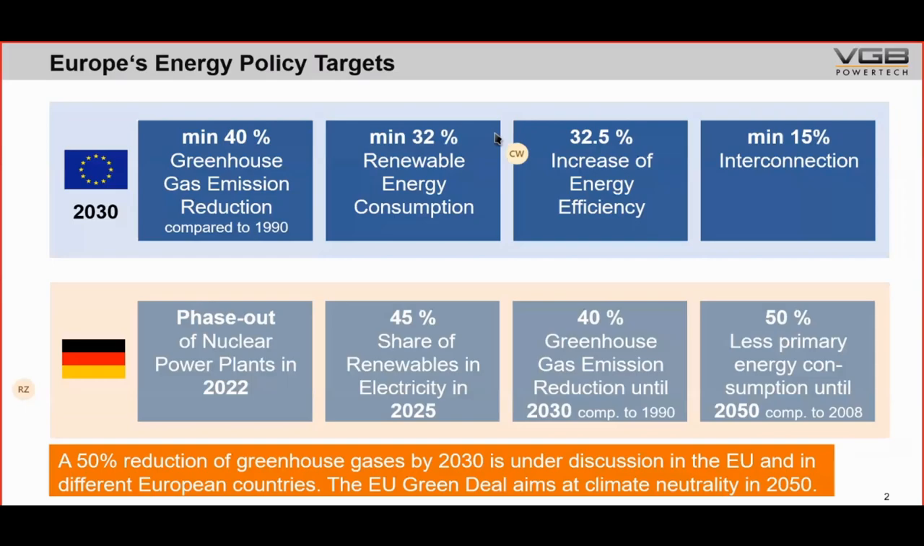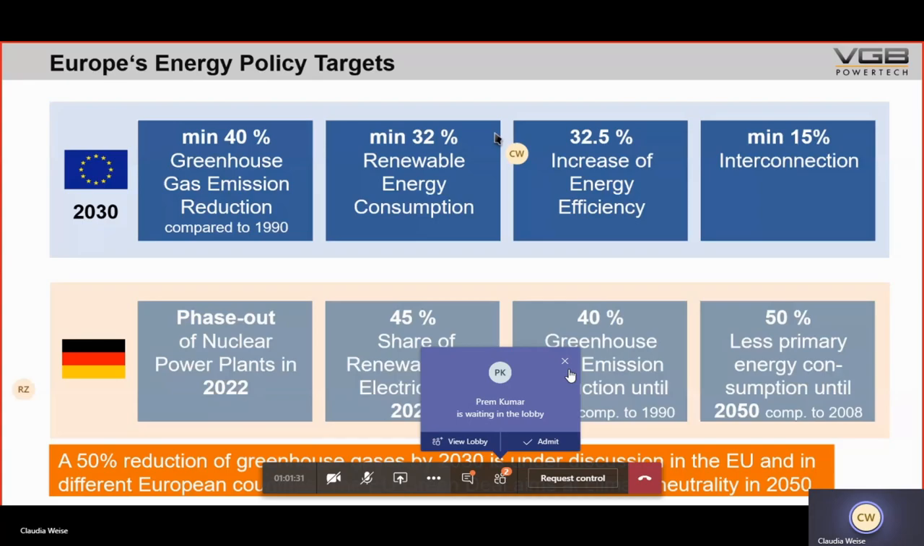So in Europe, you see that until 2030, it's targeted to reduce the greenhouse gas emissions by 40% and to raise the share in the renewable energy consumption to 32%. And in Germany, you see at a different time scale here, different targets. So one target is that we want to phase out nuclear power plants within 2 years. And we want to raise the share of renewables in electricity generation by 45% until 2025.